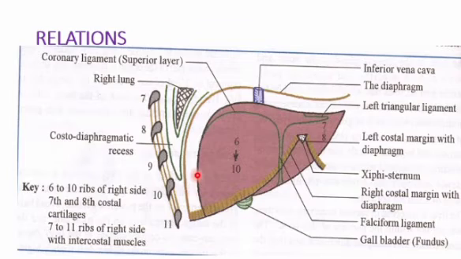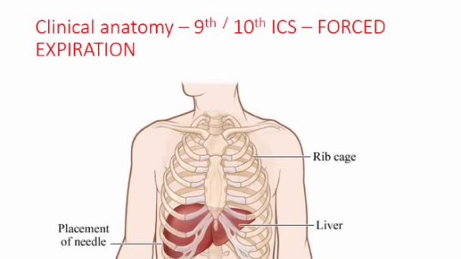So the relations on the right lateral side vary from the upper part, middle part and lower part. And if you see on the anterior surface, this will become the anterior surface and this will become the superior surface. So, clinical anatomy concerned with the right lateral surface.